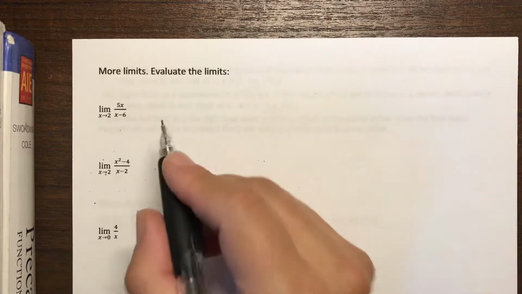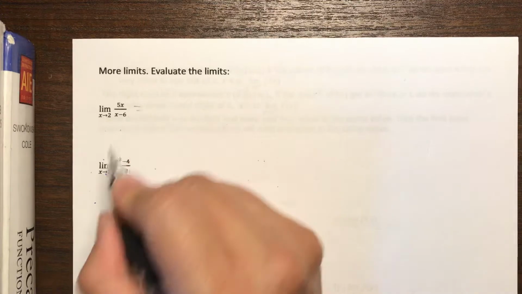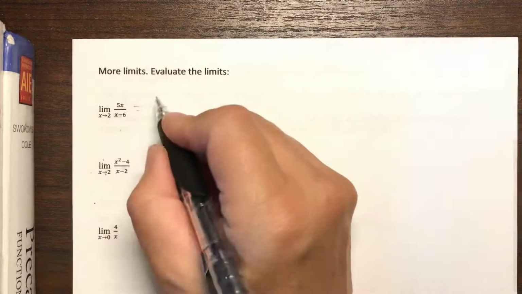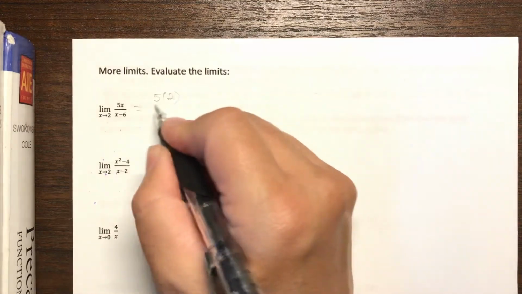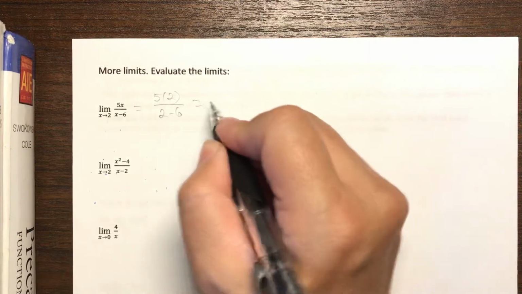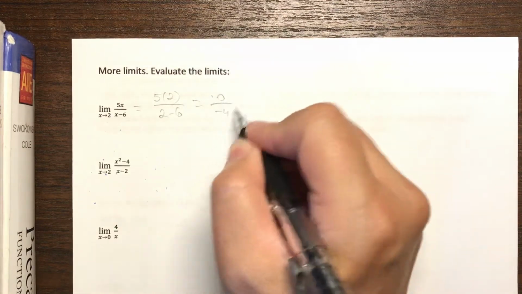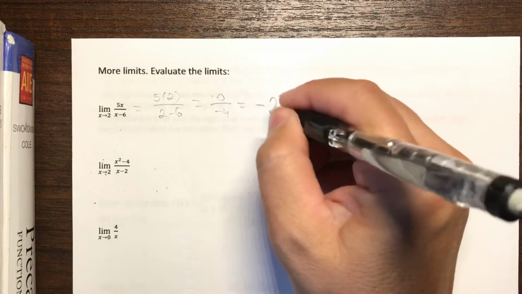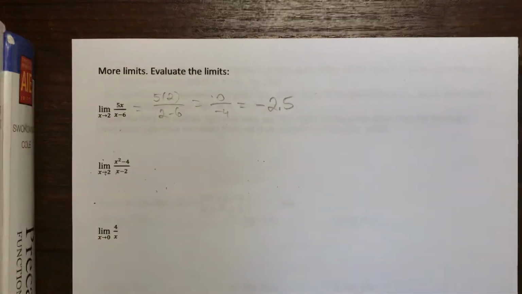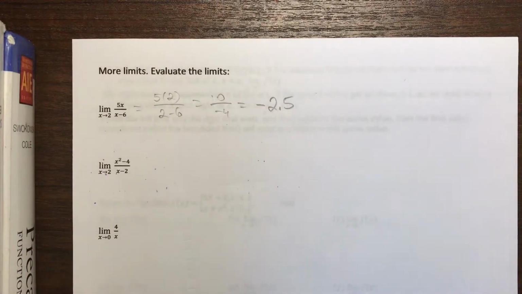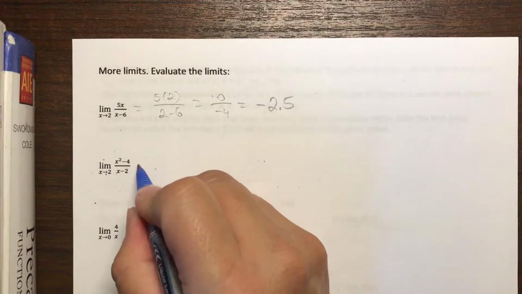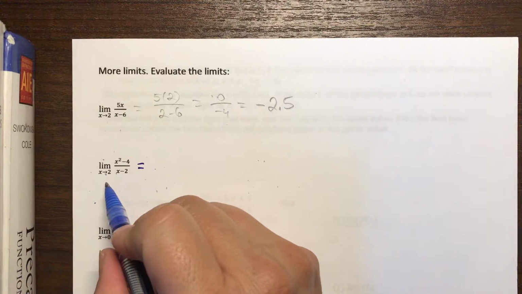Okay, so we'll see. So here it is. Can I just simply plug in a 2? 5 times 2 over 2 minus 6, that's going to be 10 divided by negative 4. So there you go. The answer is negative 2.5. Done. Just as simple as that. I'm going to use a different pen. Okay. Now, can I plug in a 2 right away?